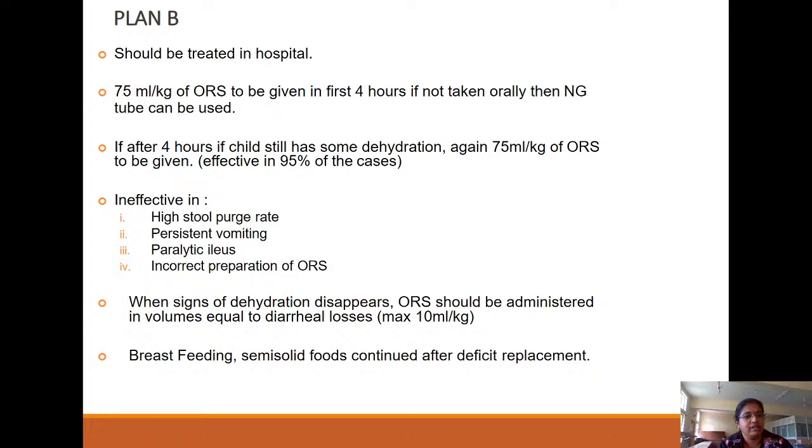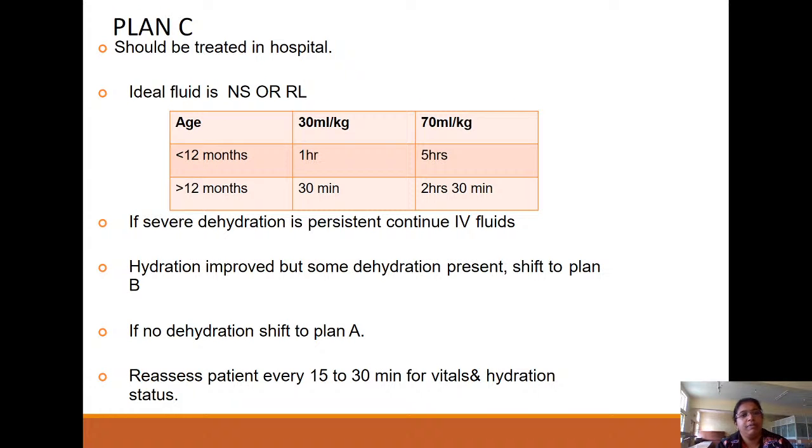When the signs of dehydration disappear and the child is taking orally, you should administer ORS equal to the diarrheal losses. Then breastfeeding and semi-solid foods can be given in the maintenance phase, that is, once the deficit replacement has occurred. But you should not stop feeding. There is a misnomer that if you stop feeding, then all the secretions will come down and the gut will be rested.